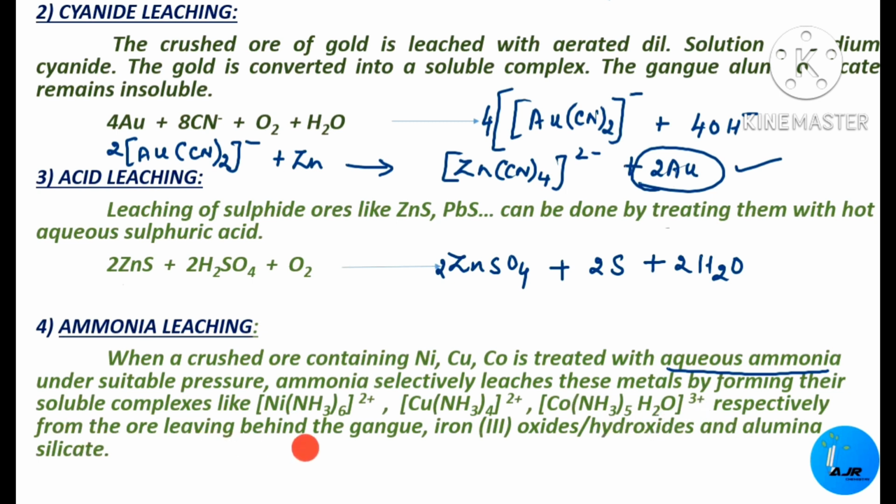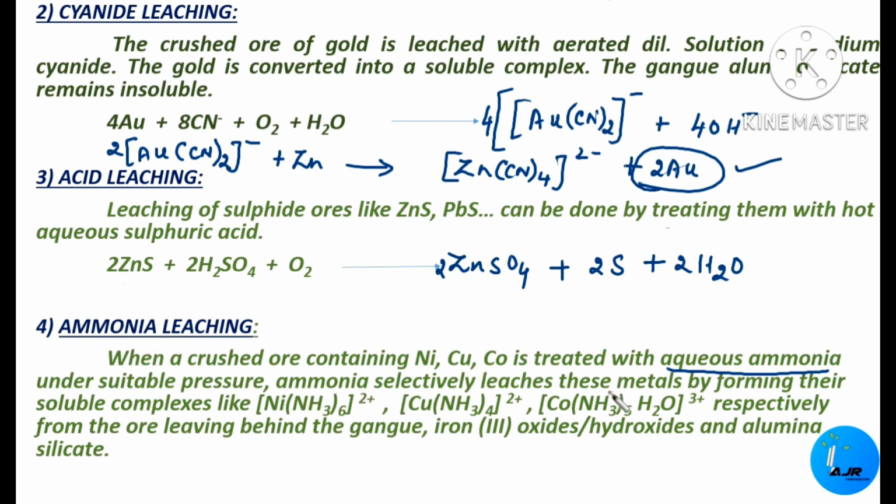So from the ore, the gangue is left behind. This aqueous ammonia forms soluble complexes with the nickel, copper and cobalt of the ore. And what happens to the other impurities? They are left behind as insoluble compounds like iron(III) oxides or hydroxides and aluminum silicate. Understood, students? So this is what happens in ammonia leaching.